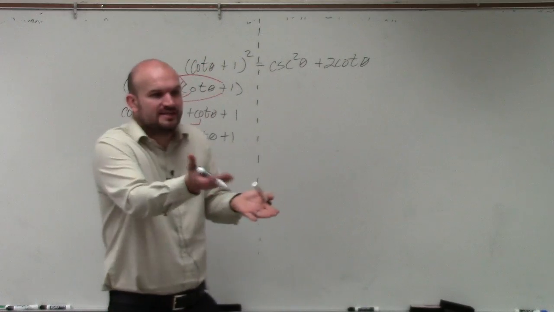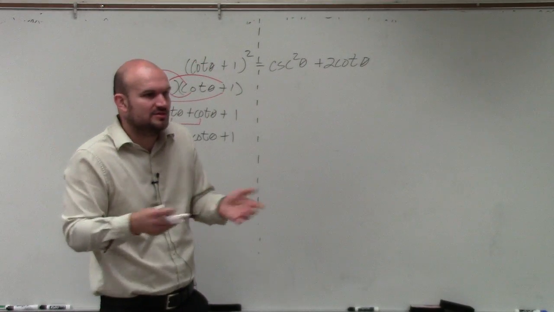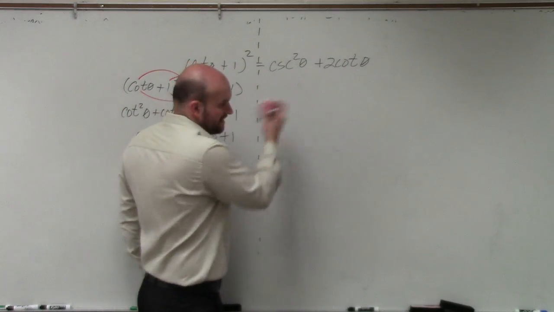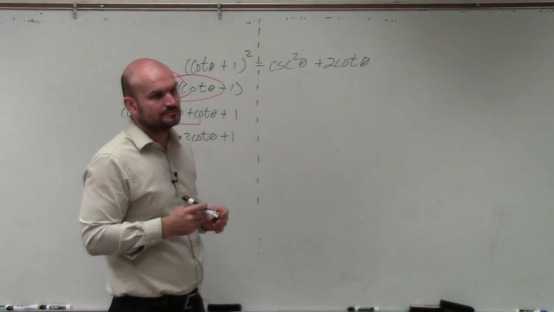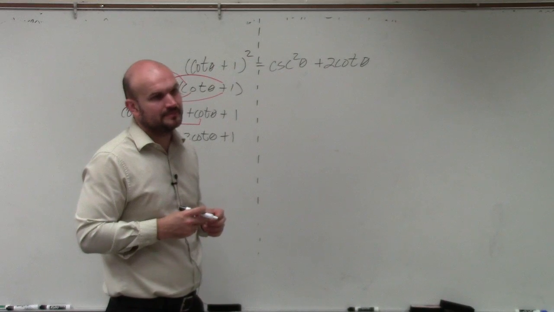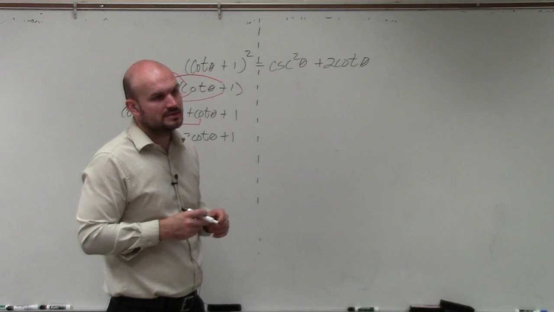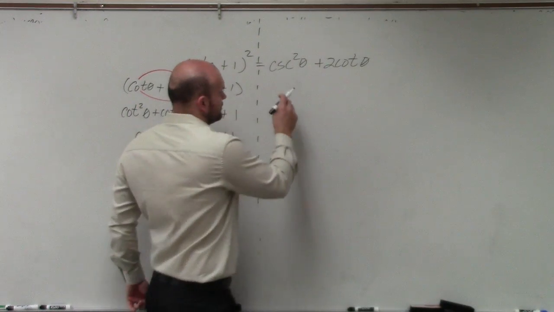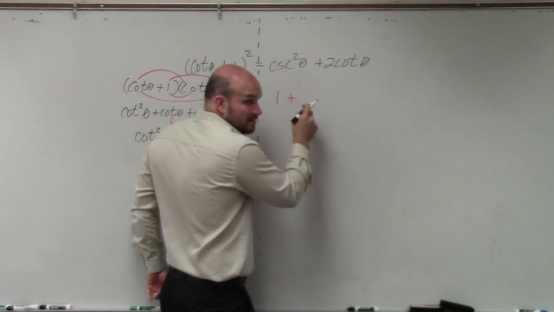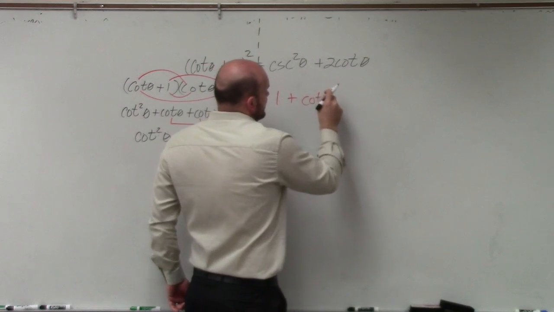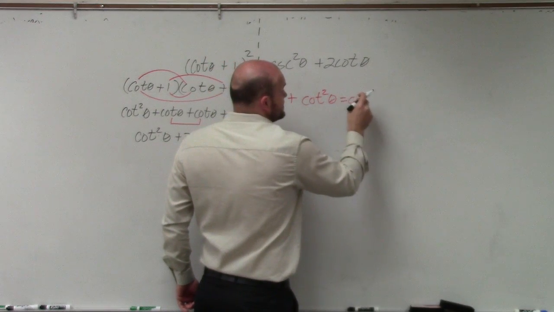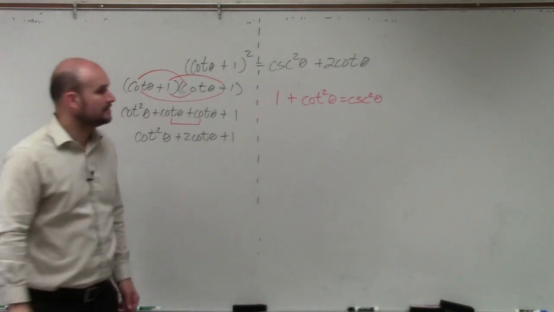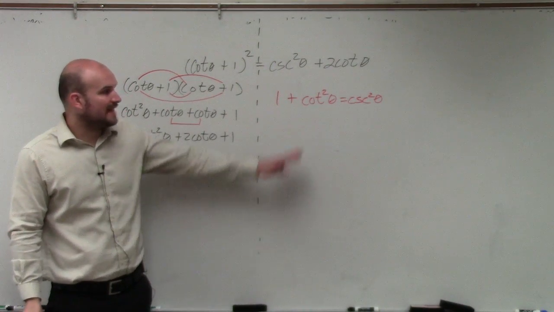What is cosecant, Haley, in our Pythagorean identity? 1 over sine. Okay, but the cosecant squared. Pythagorean identity. What is it? I didn't hear you. I want you to say. 1 plus cosine. 1 plus what? Cotangent. 1 plus cotangent squared of theta equals cosecant squared. Okay, so that's your Pythagorean identity.